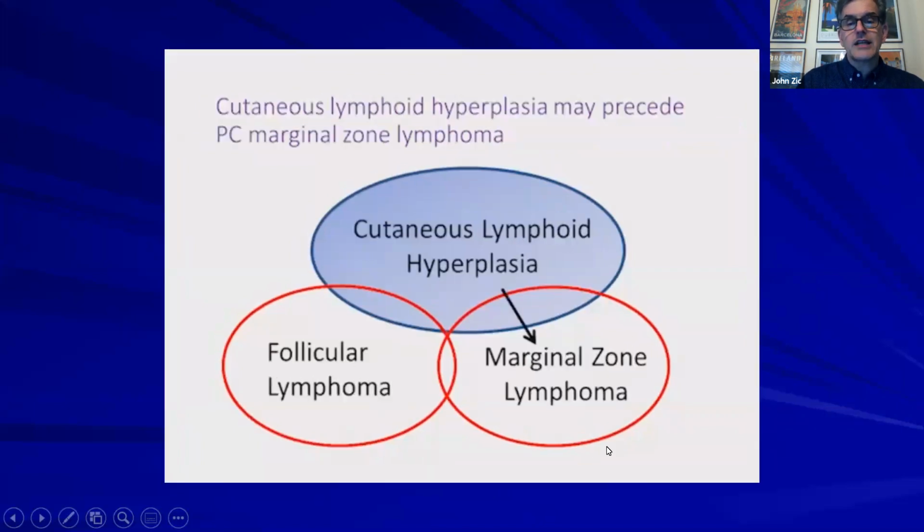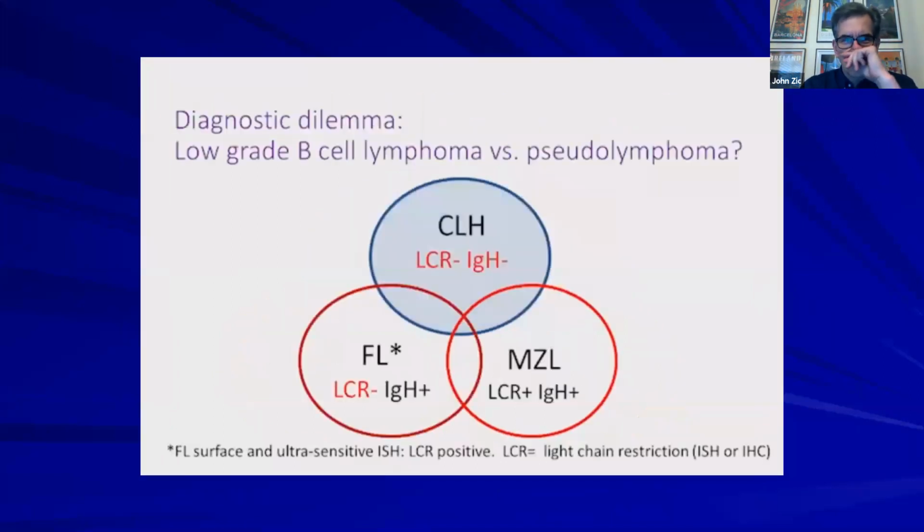And Dr. Guittard has published at least 1 or 2 papers suggesting that patients that might start out with what's called cutaneous lymphoid hyperplasia may at some point later in their disease have a biopsy done of a papule or nodule that under the microscope now seems to fit criteria for a marginal zone lymphoma. We usually don't see the cutaneous lymphoid hyperplasia moving towards follicular lymphoma.